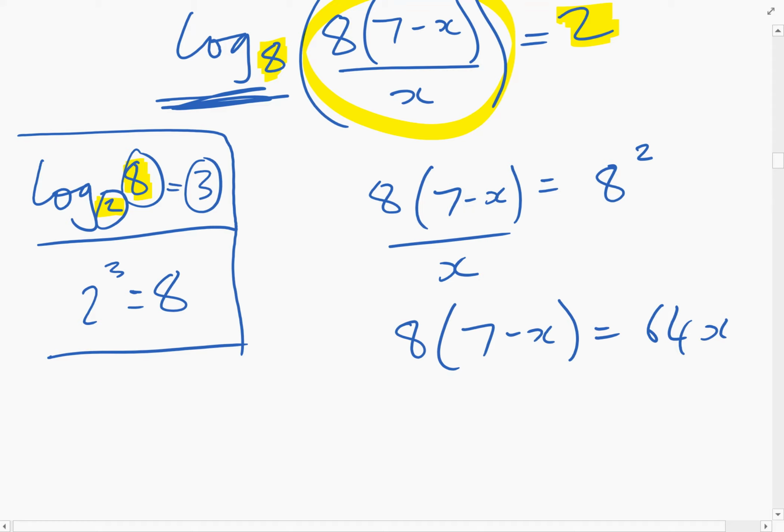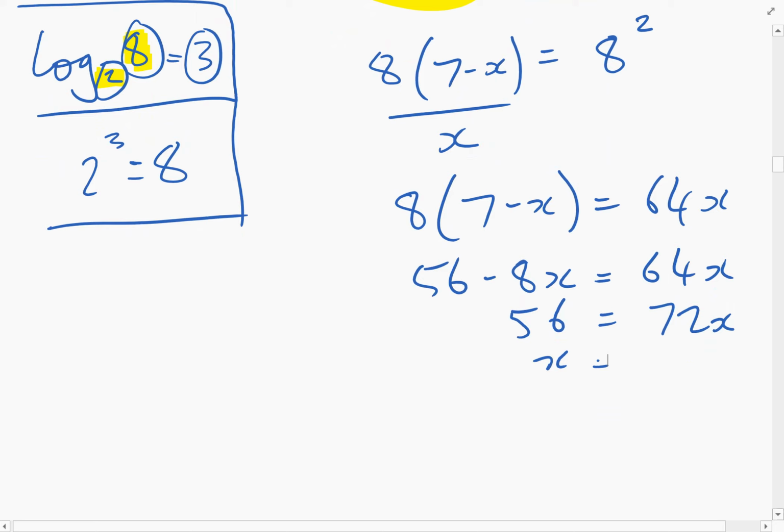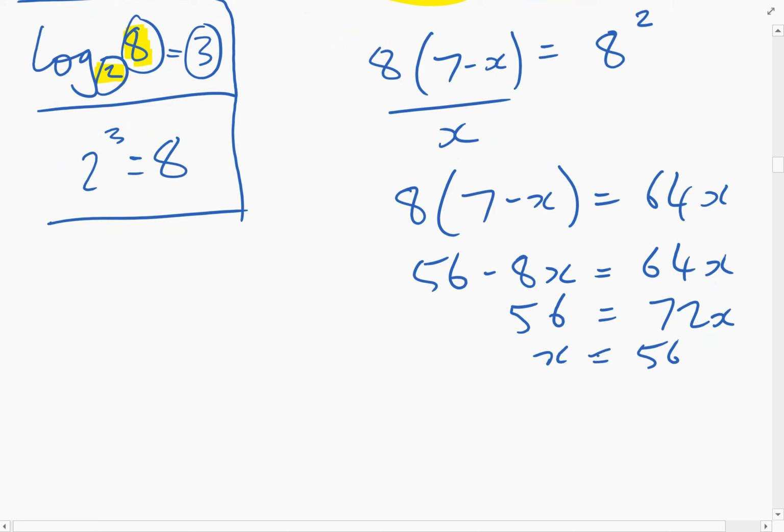And so you can multiply out the brackets, 56 minus 8x equals 64x. So 56 equals 72x, and x will be 56 over 72, which is 7/9. So that's the answer to that question.